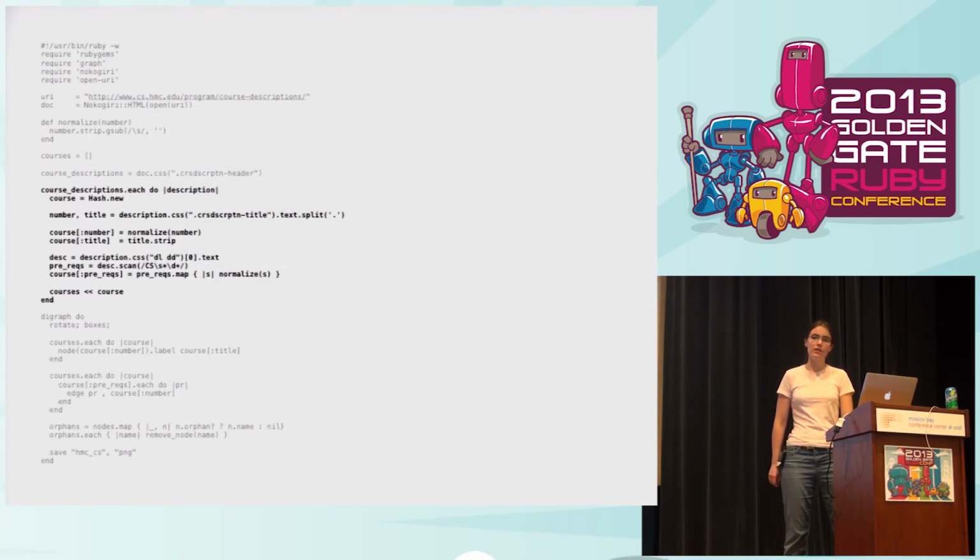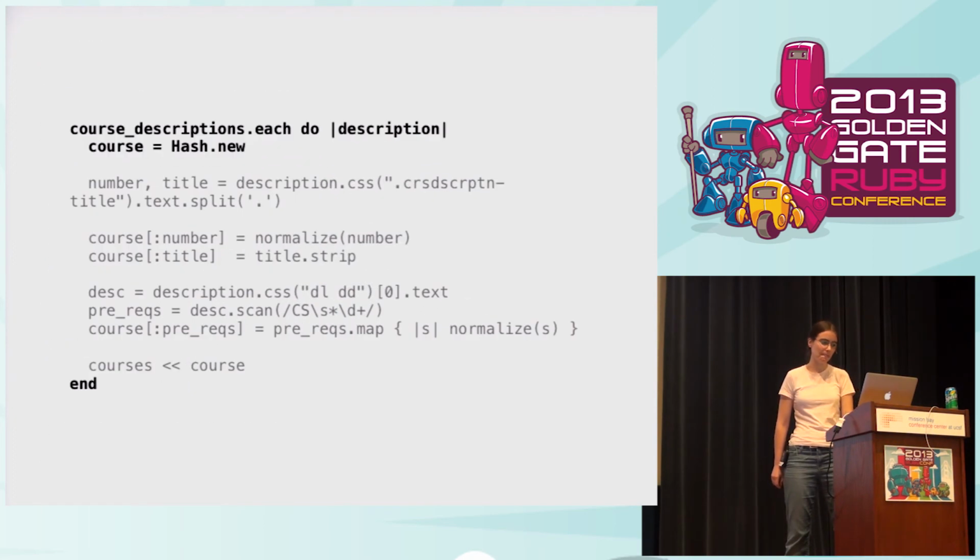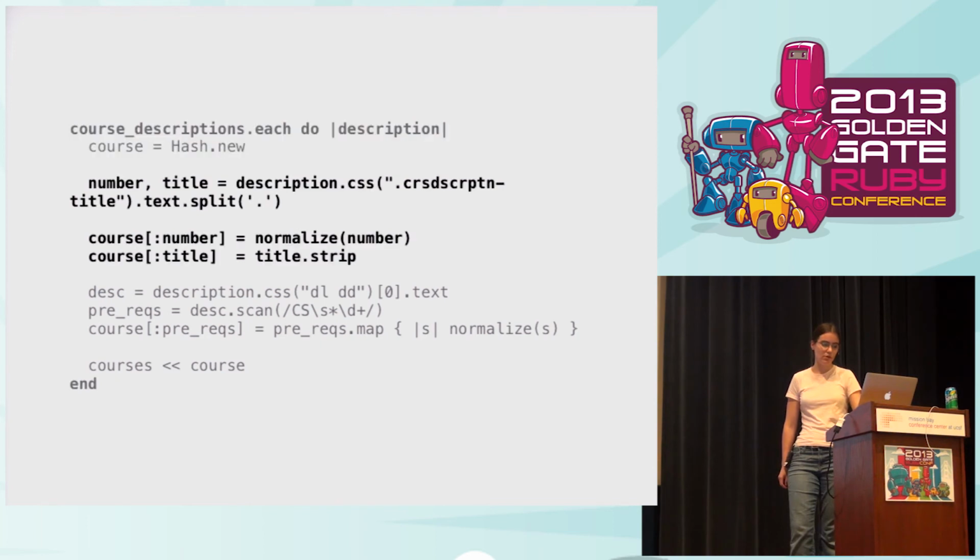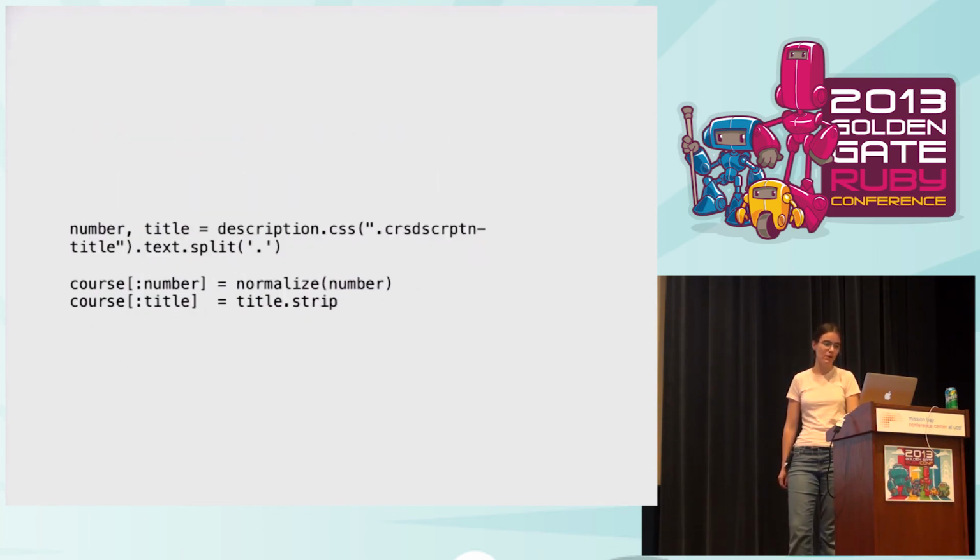The second third is actually the data extraction. And again, we'll go through that line by line. So we're going to go through each of those course descriptions, each of those gray boxes, and we're going to make a hash to represent the data in each course. This next section extracts the number in the title. We'll zoom in on it a little bit.